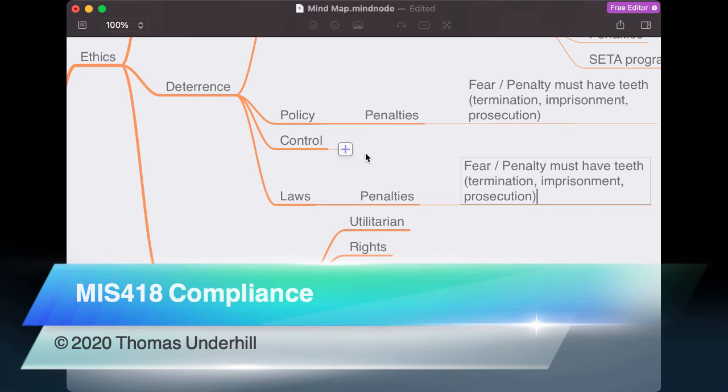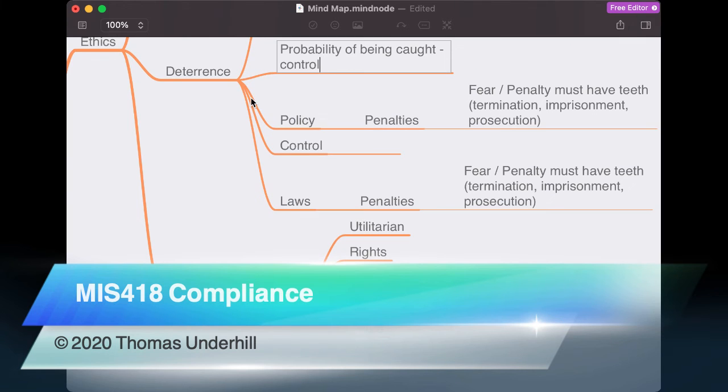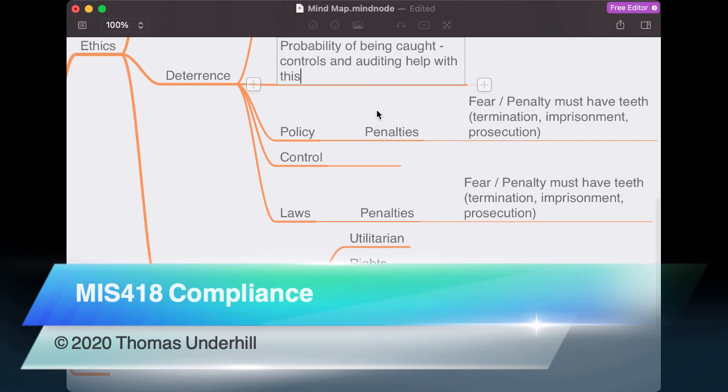Probability of being caught. Controls help with this. We'll say controls and auditing. Those both help. If we know that there are controls in place to prevent someone from doing something, or there's an audit trail that tracks anytime anybody does anything, then we are in a much better position to ensure probability of being caught, which deters people.